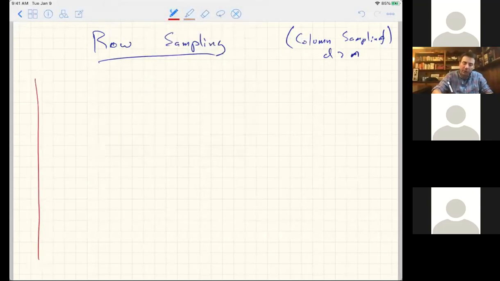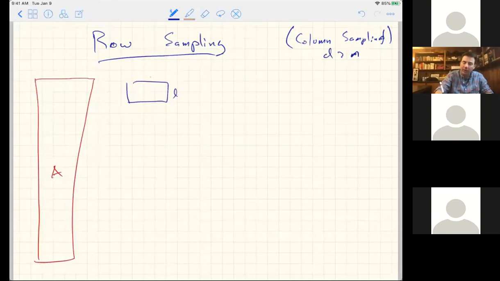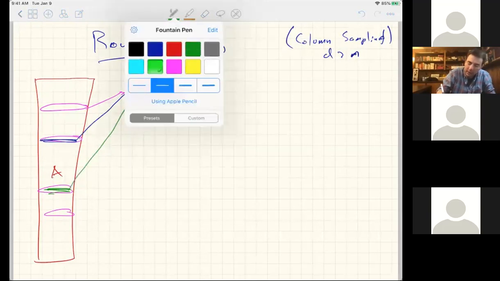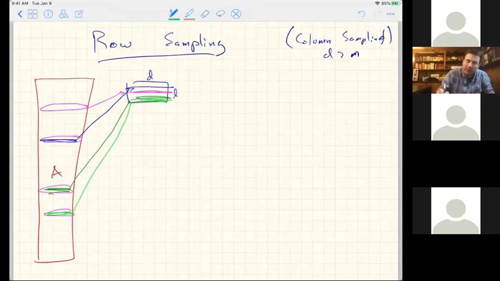And what this is going to do is go again from our matrix A, and create a matrix B, which is going to be L by D here. The goal is to select a set of rows at random and put these into here. This blue one might go up here, this green one goes here, and this bright green one might go down here. So I'm going to fill up this matrix B with these sampled rows from A. It's a pretty simple idea.